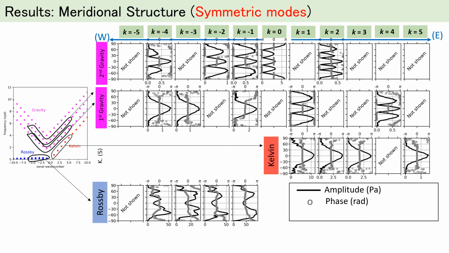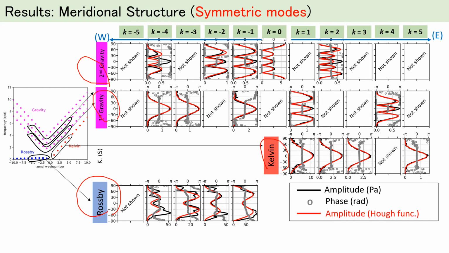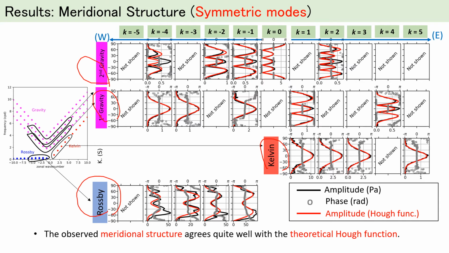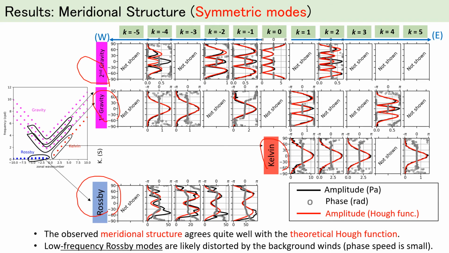And we did these calculations for all modes: second gravity, first gravity, Kelvin, and Rossby modes for each zonal wavenumber. And again, we found that the observed meridional structure is quite consistent with the theoretical Hough functions. The only exceptions may be the low-frequency Rossby modes, and this is likely because they are distorted by the background zonal winds, because their phase speed is very small.